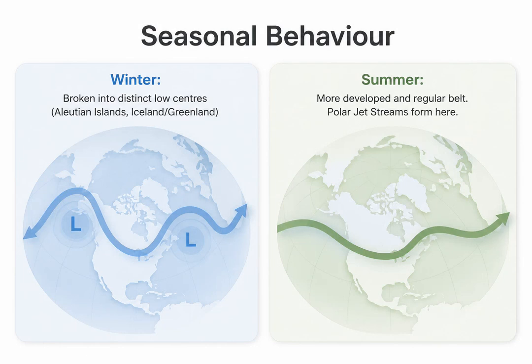The subpolar low exhibits distinct seasonal behavior, particularly in the northern hemisphere. During winter, the extreme temperature contrast between the freezing land masses and the relatively warmer oceans causes this belt to break into distinct low-pressure centers, specifically around the Aleutian Islands in the Pacific and between Iceland and Greenland in the Atlantic. In summer, when the temperature contrast lessens, it forms a more regular, continuous belt. Additionally, the sharp contrast between the colliding cold and warm air masses here produces the powerful polar jet streams that encircle the Earth at about 60 degrees latitude.